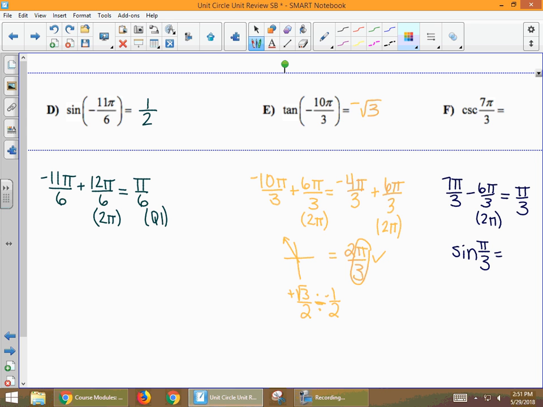Sine of pi over 3 is radical 3 over 2. To get cosecant, I'm going to take the reciprocal. So cosecant of pi over 3, I'm going to flip it, 2 over radical 3, and I'm going to rationalize. I feel like we've done that a couple of times in the review already. So the numerator here is 2 radical 3, and the denominator of our final answer, radical 3 times radical 3, is 3. 2 radical 3 over 3.